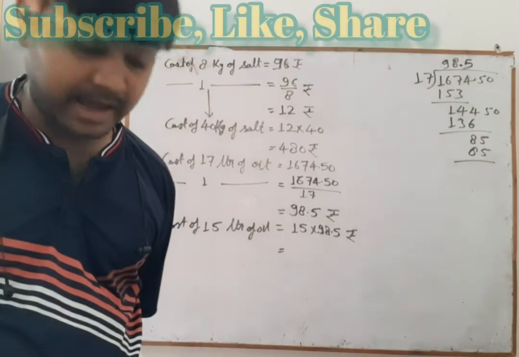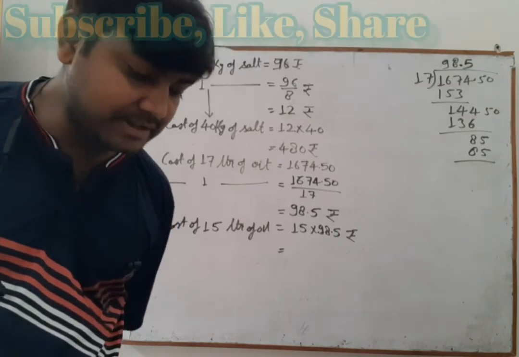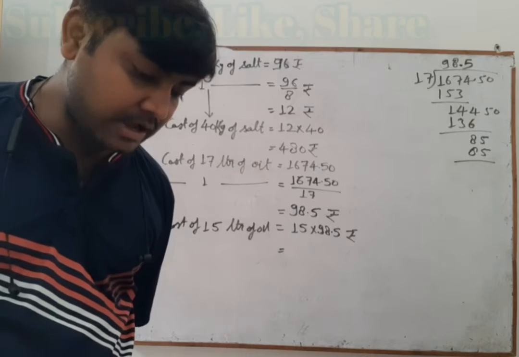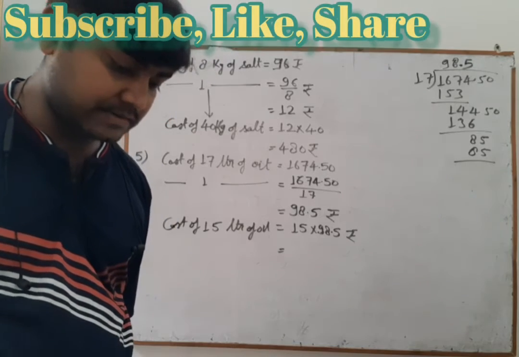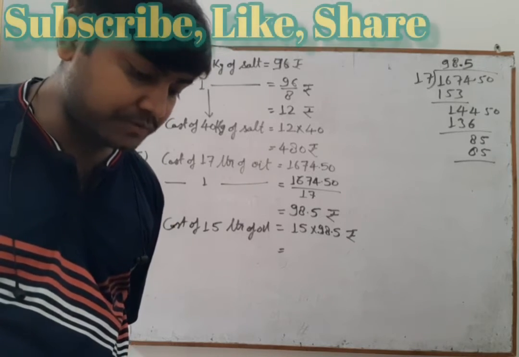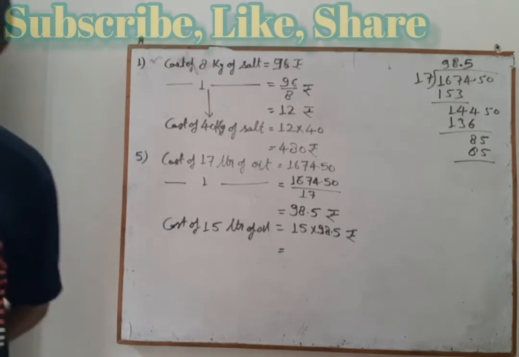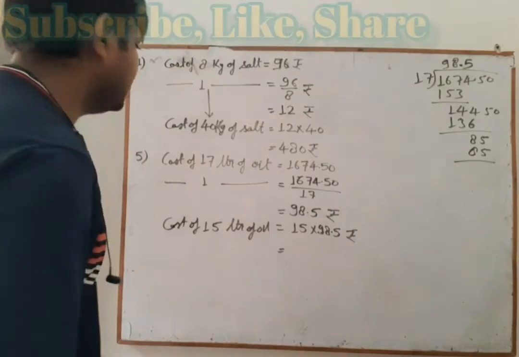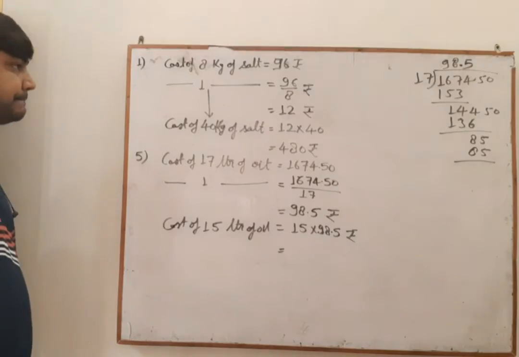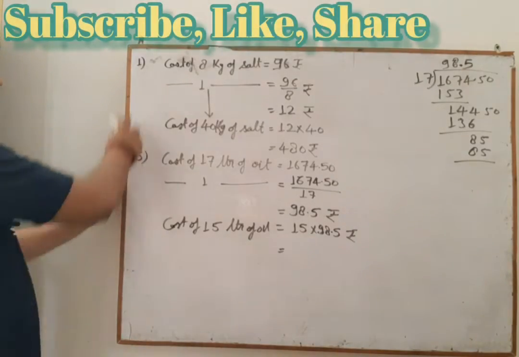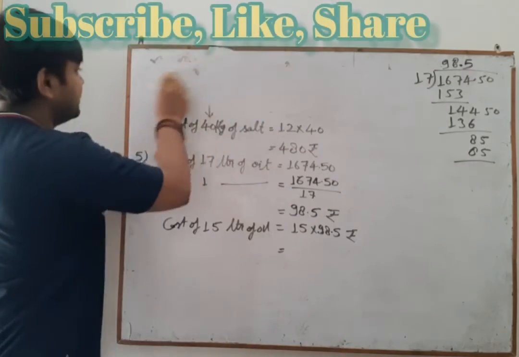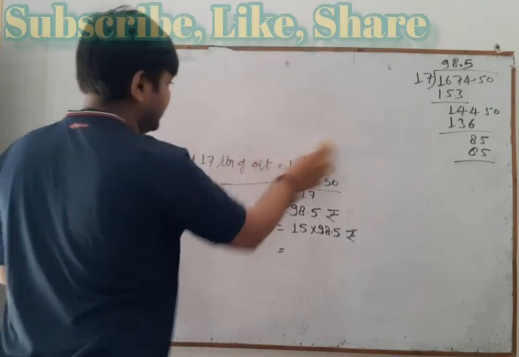Let's come to question number 9. A machine fills 390 bottles of soda in 6 hours. How long will it take to fill 1365 bottles? Please take a screenshot of this. Now let's solve question number 9.